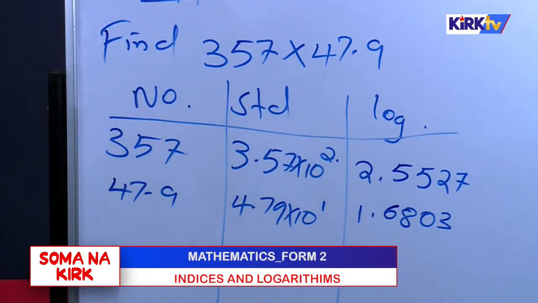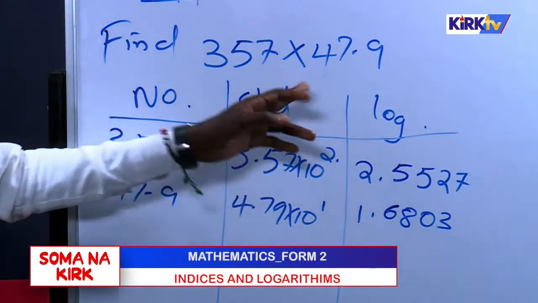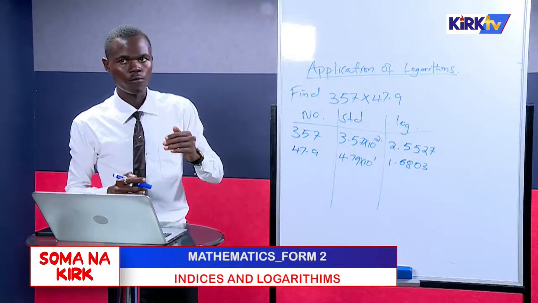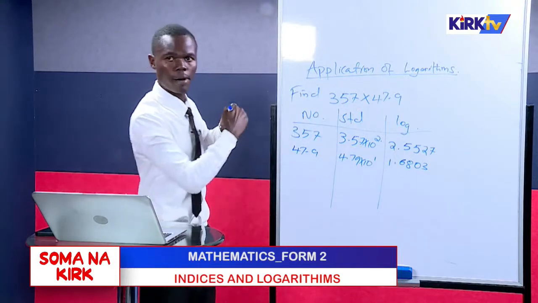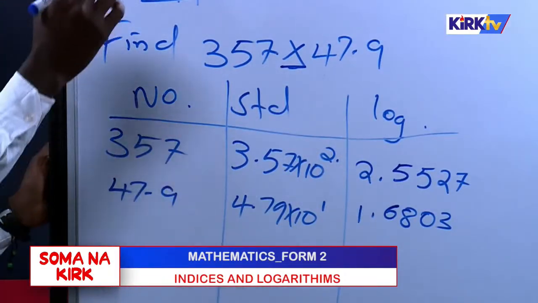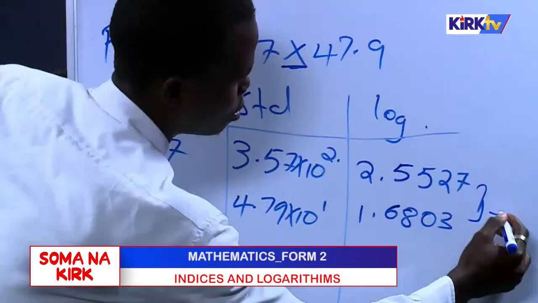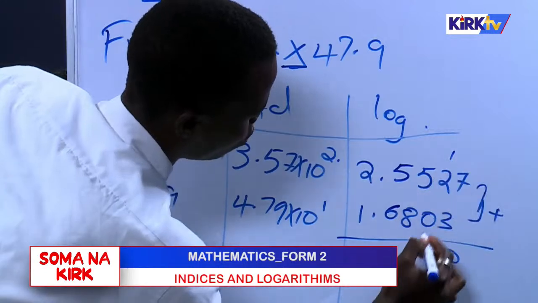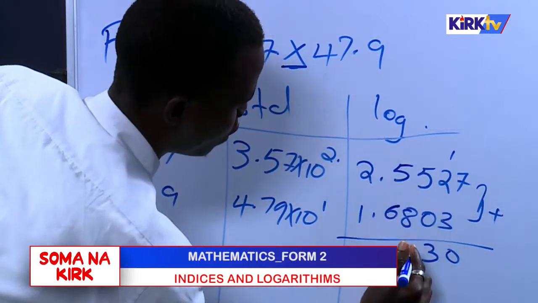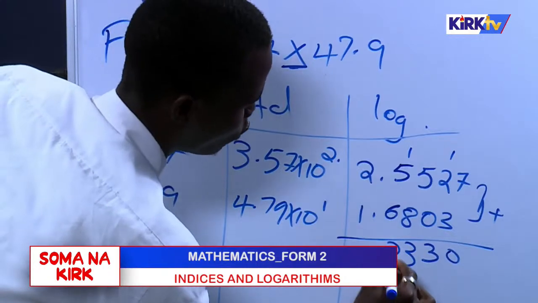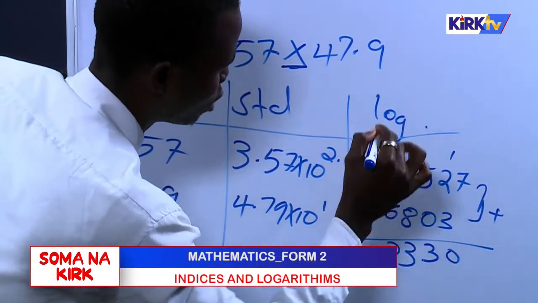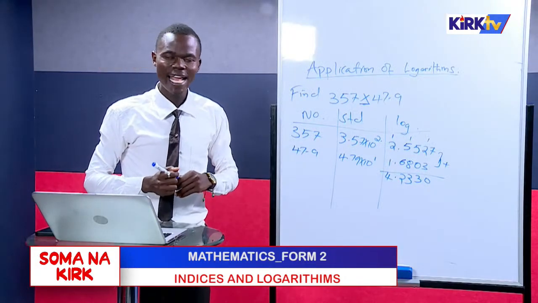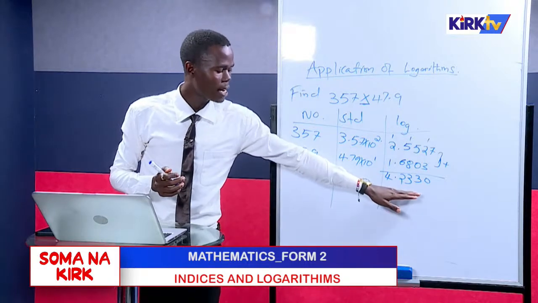Remember, we are dealing with multiplication. Previously, I said that we have two laws, the multiplication and the division. The moment you see this sign, the multiplication, what comes into mind is addition. So we add these two. Here we are going to have 0, here 3, here 3, here 12, point, then we write 1, which will be 4. So we will have 4.2330 to be our answer.